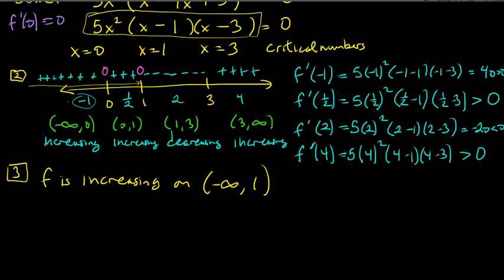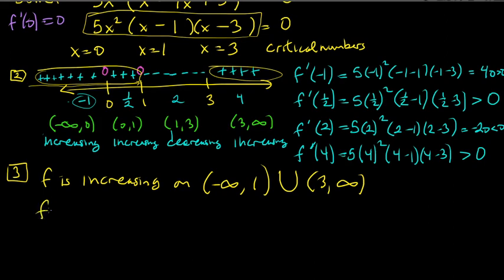So here we can go through 0, and we can say that it's increasing from negative infinity to 1, but it's also increasing from 3 to infinity. Anywhere you see a positive sign or a 0, that's where it's going to be increasing. Where is it going to be decreasing? Everywhere we see a negative sign, and that's everywhere between 1 and 3. So just on the interval from 1 to 3, and that's it.